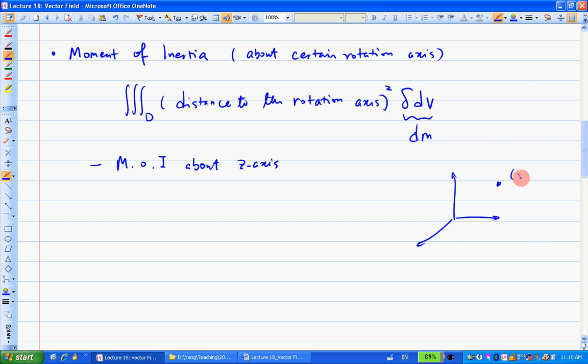Here is the point x, y, z, and what will be the distance? This is the distance here. What would that be? That's right, x squared plus y squared. Well, the distance itself is the square root of x squared plus y squared, but the formula is to the power 2. So I'll call this Iz, the integral of x squared plus y squared, times delta dV. That's the moment of inertia about the z-axis.